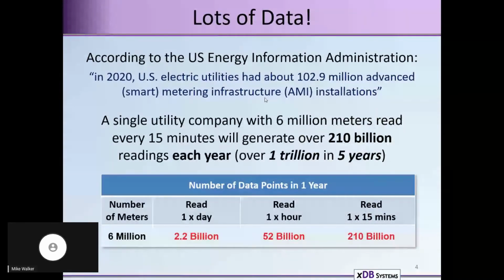Now, we really are talking about a lot of data here. One example is smart meters. The US has a lot of smart meters now. As an example, an electric company has about 6 million meters that it monitors, and it reads those meters every 15 minutes. That alone, just for this one utility company, is going to generate over 210 billion electricity readings each year. Billions of records, we've probably all dealt with that. It's not that big a number, but when you start thinking about this over time, in just 5 years, that electricity company is going to have to store over 1 trillion meter readings.